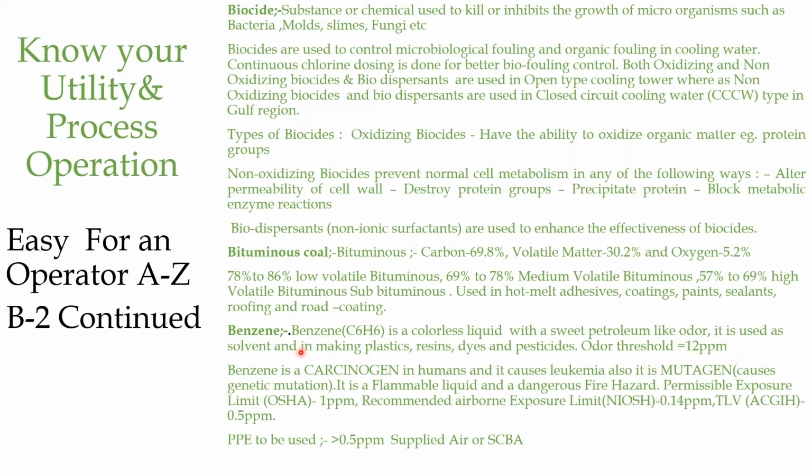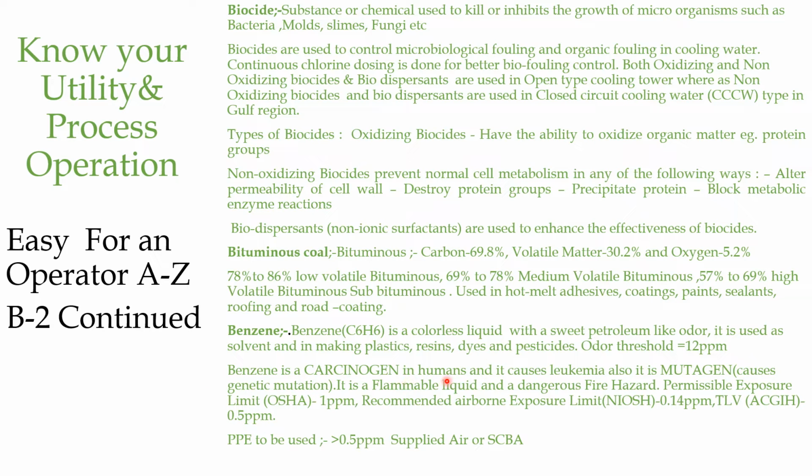Then we'll see about the other important chemical starting from B, benzene. Formula is C6H6. It's a colorless liquid with a sweet petroleum-like odor. It is used as a solvent and in making plastics, resin, dyes and pesticides. Its overall threshold is 12 ppm. Normally benzene is used as a solvent in industries.